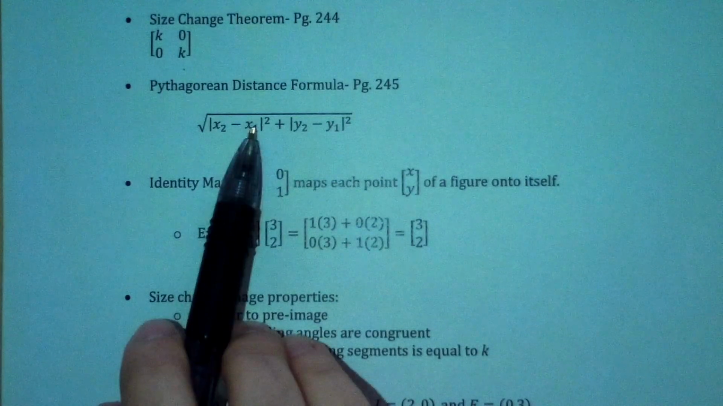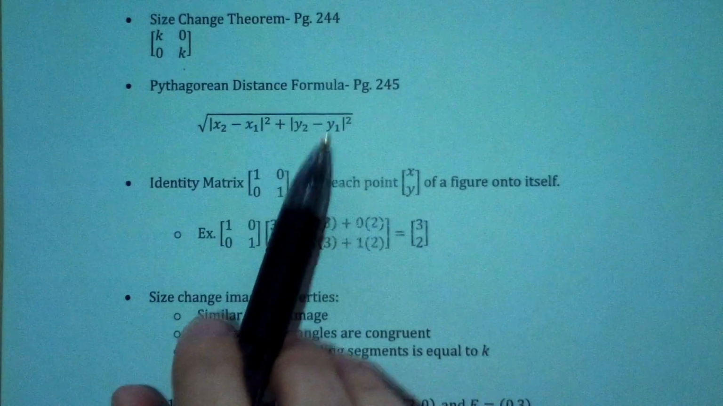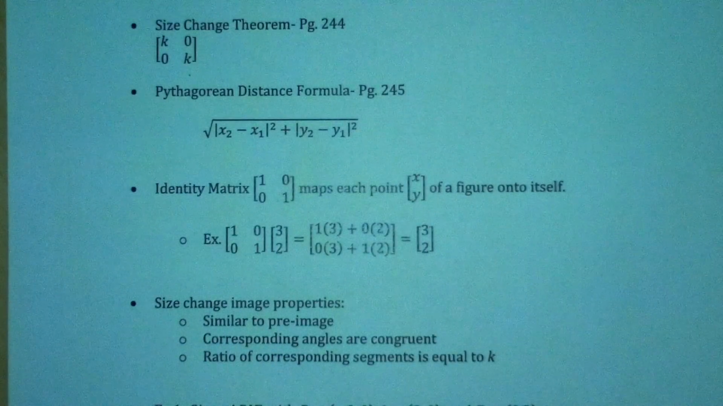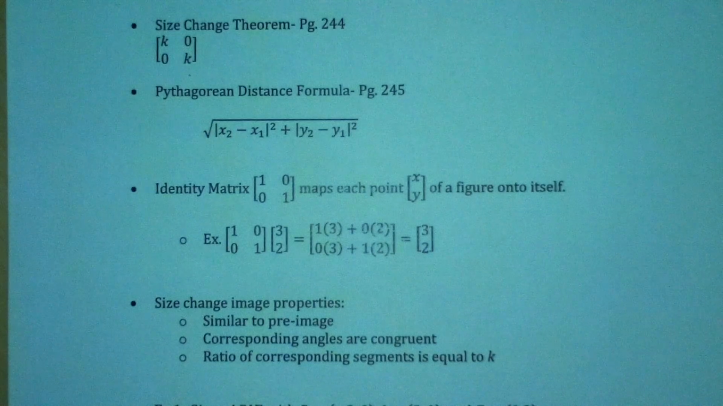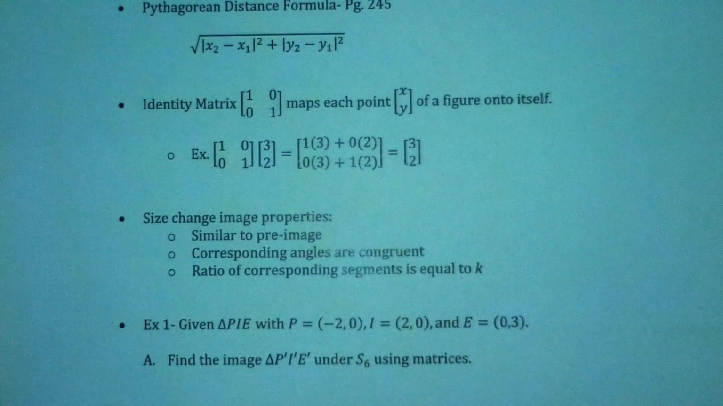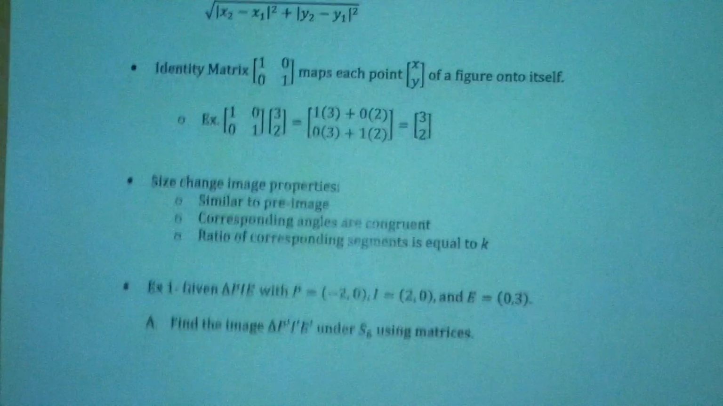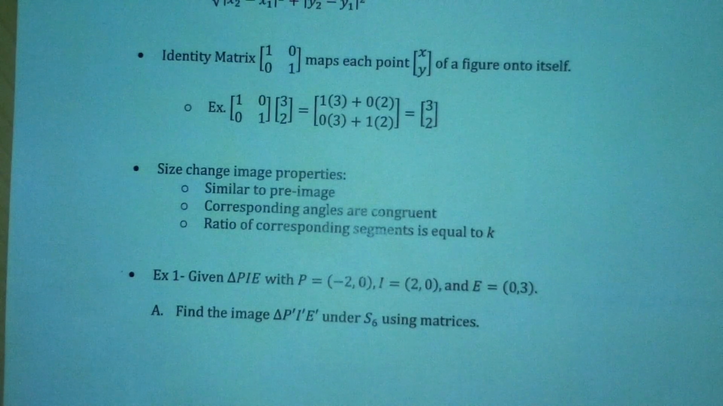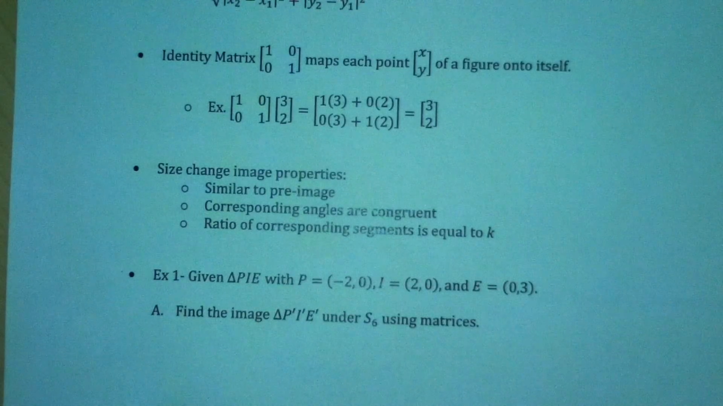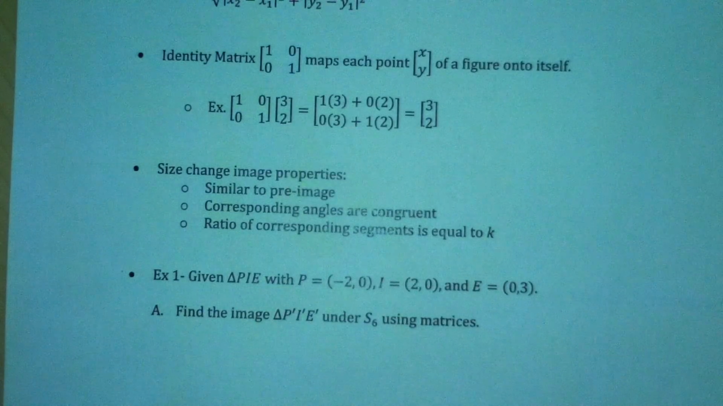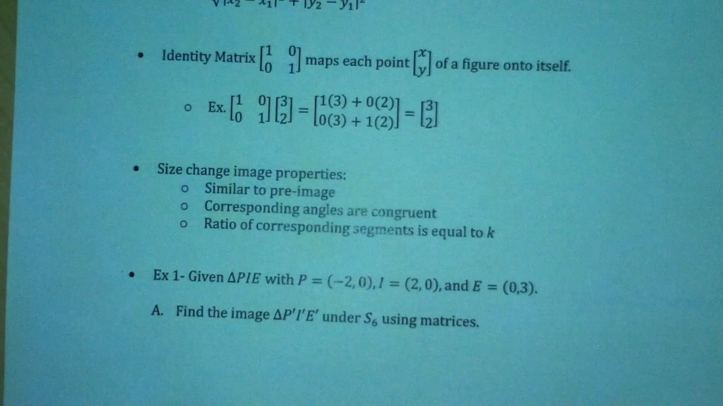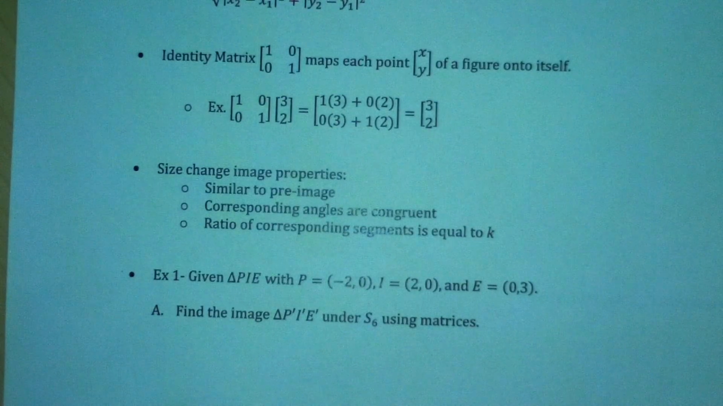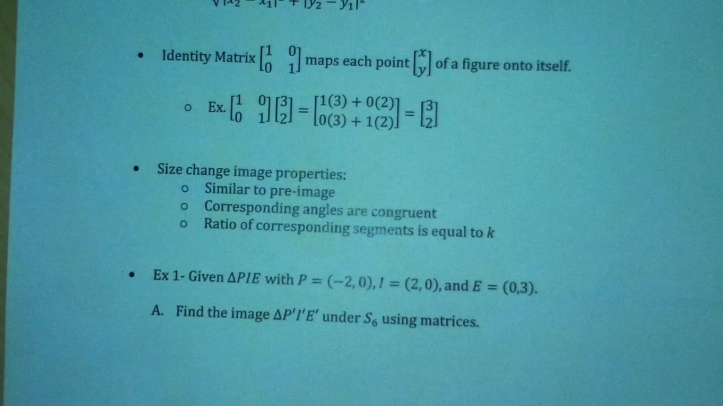And then just a review on some of the size change properties, very similar to what we learned in geometry. They're going to be similar to each other, so they're going to be different sizes, but the shape's going to look the same. Like if it started as a smiley face and we did a size change of it, it's going to stay as a smiley face. Corresponding angles are congruent, so if you got a 90-degree angle on one shape and do a size change, it's going to still stay at 90. And then the ratio of the corresponding segments is equal to k, and we'll do an example with that in a little bit. Okay, so the rest should be on our example sheets.